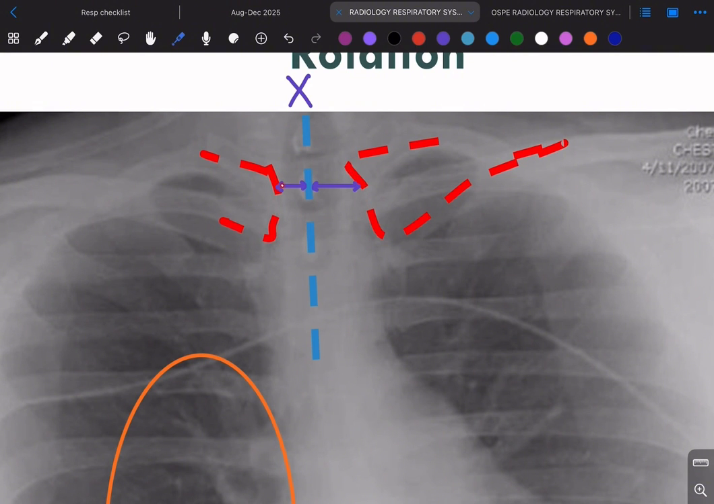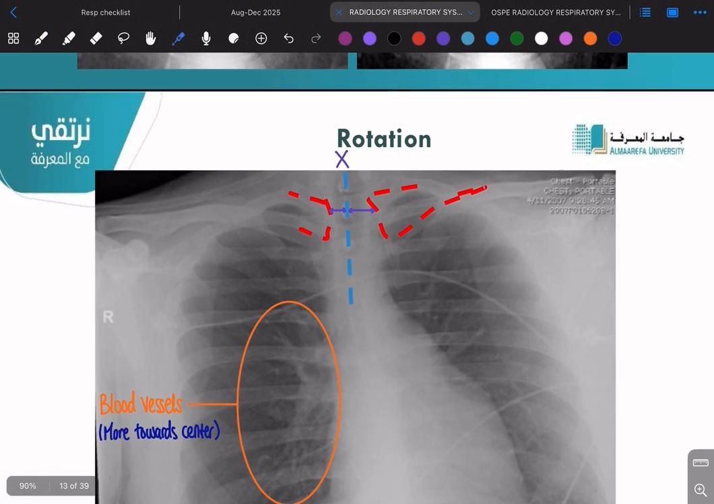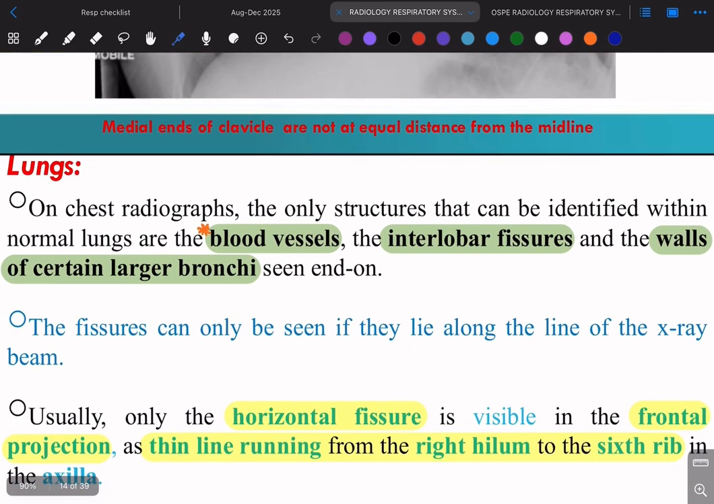So as we can see here, the distance is not equal on both sides. That means the patient was slightly rotated or shifted to one side. Okay? So from this image, we can tell that the patient was not standing in a straight position and there was some rotation. Okay? So now let's see which structures appear, or which structures we can see inside the lungs.